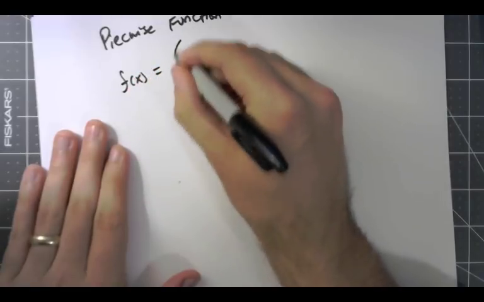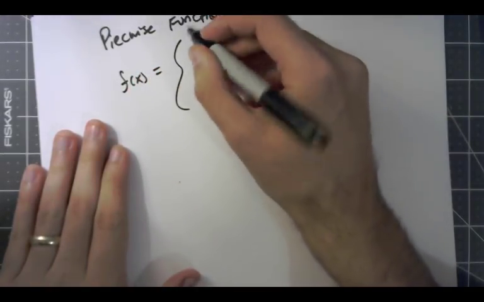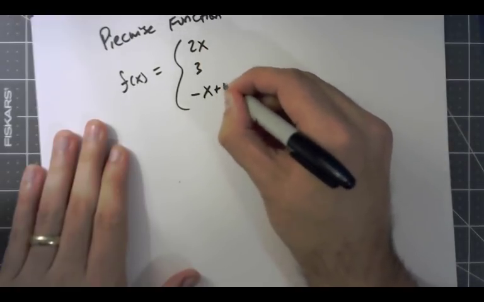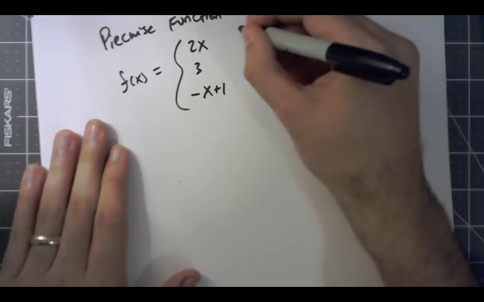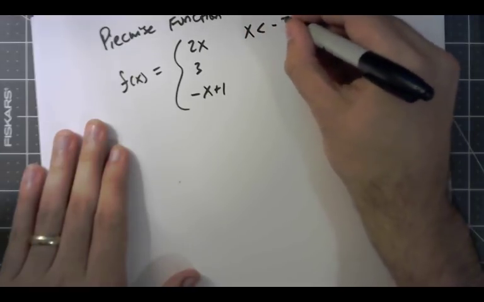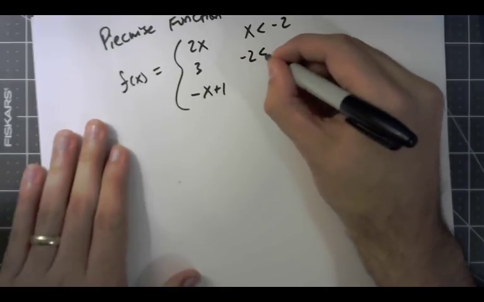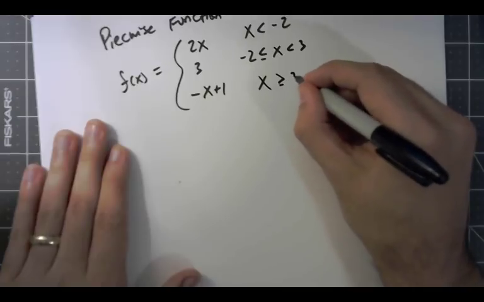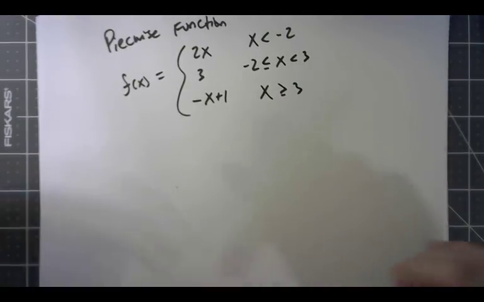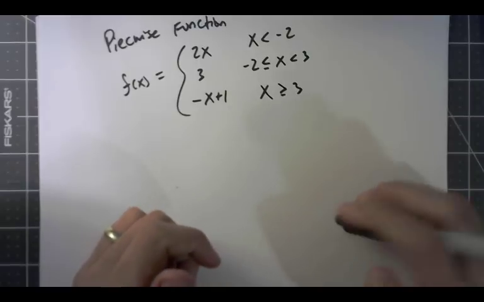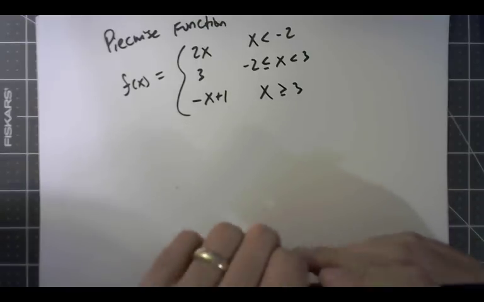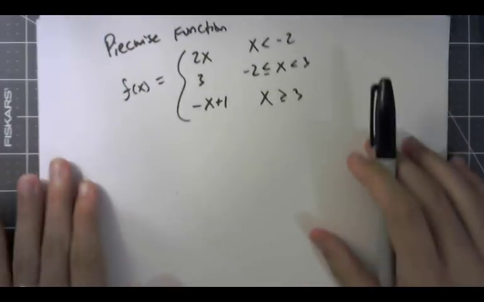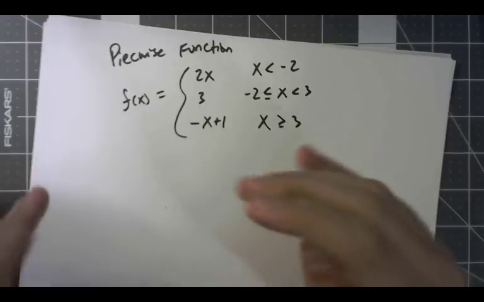f of x is going to equal now 3 things. How about 2x when x is less than negative 2, 3, and negative x plus 1, then negative 2x, and then let's say 3 when x is bigger than or equal to 3. For probability, decimal or fraction will be fine. That's one of the questions. So we have this piecewise function with 3 different graphs we're going to chop up and put together.